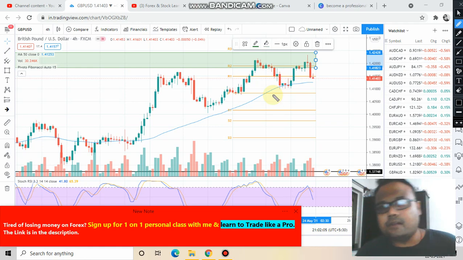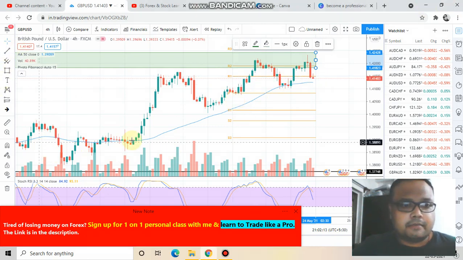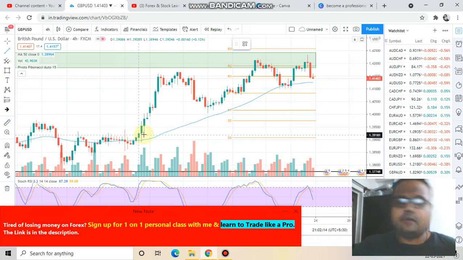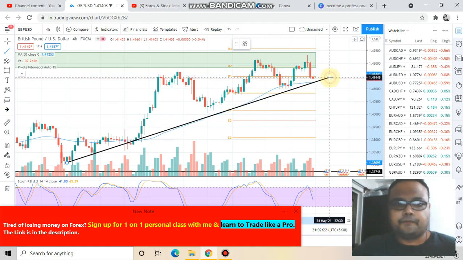So we need to wait for the market opening and just observe the price. Once the market opens, just see how the price is doing. Because apart from this particular moving average, the 50 moving average, the market is also kind of following a trend line here.